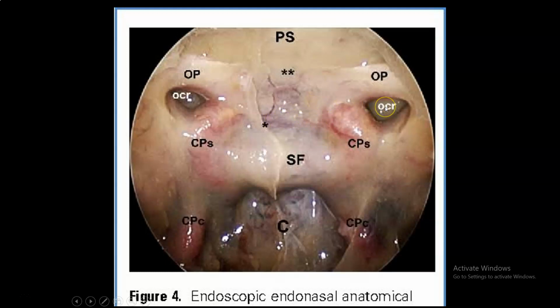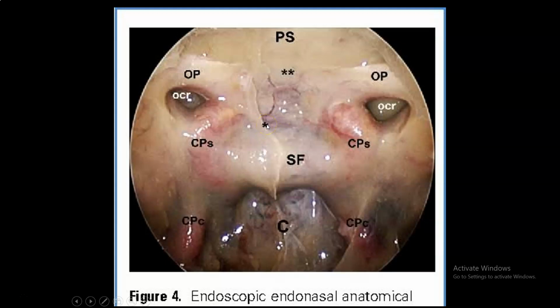So let's say one thing now, and we will confirm it later on. The lateral optico-carotid recess is inside the cavity of the anterior clinoid. The medial optico-carotid recess is inside the cavity of the middle clinoid.